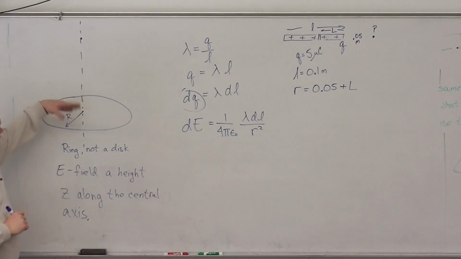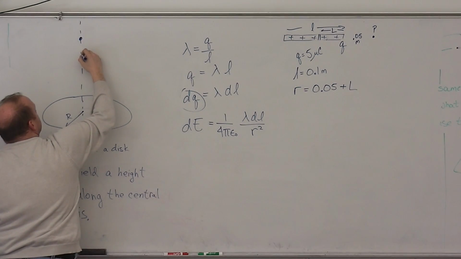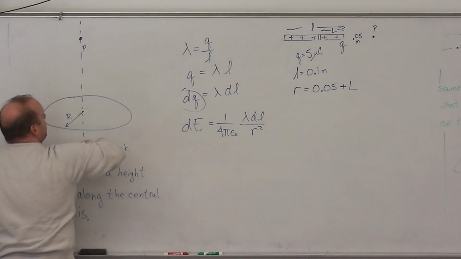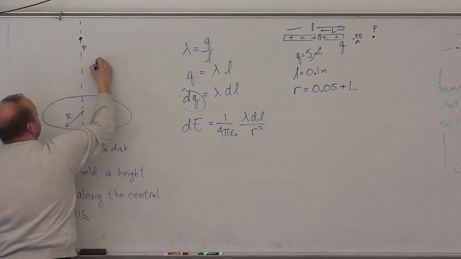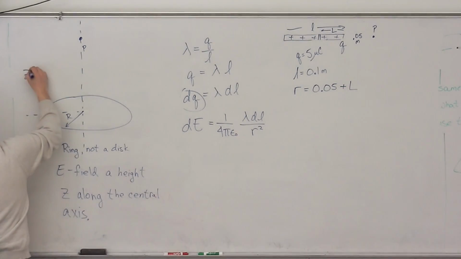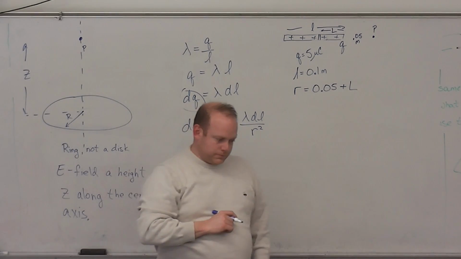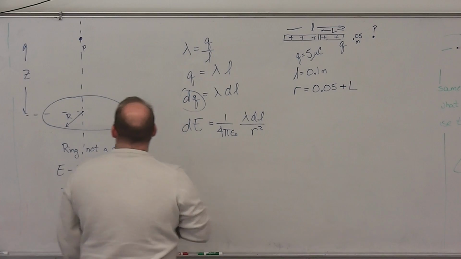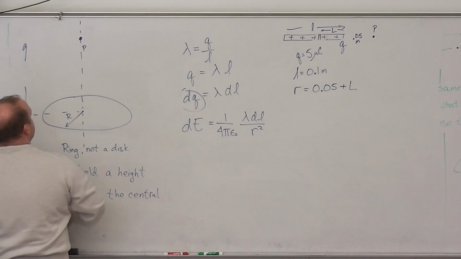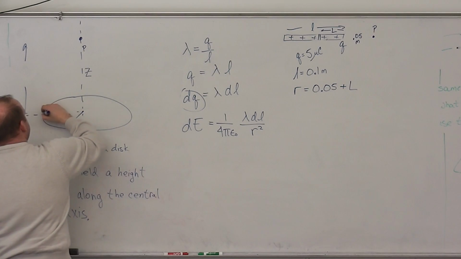Okay, so this central axis is not a real thing, but I'll call this point P right here. This is along the central axis. It's a height z above it. So I'll write this off to the side. Yeah, the height there is z. Now, a couple things about this. I'll write this over here. That's z.